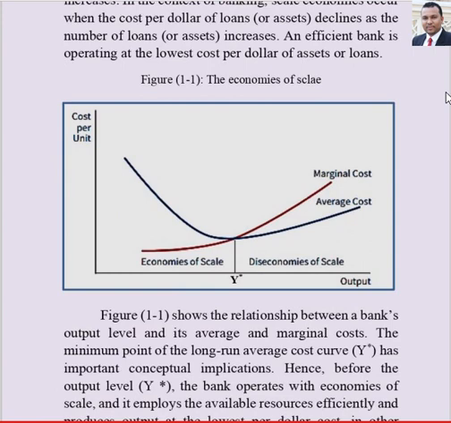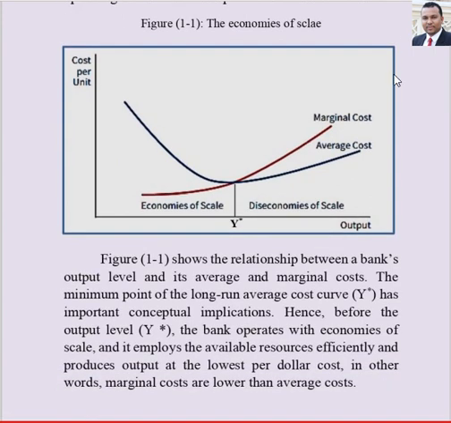So in figure number one, economies of scale, we have two curves: the red one is marginal cost and the blue one is average cost. In general, the word marginal means change over change: the change in total costs divided by the change in production or output. For the average cost, you remove the change, so average costs equal total costs divided by output.